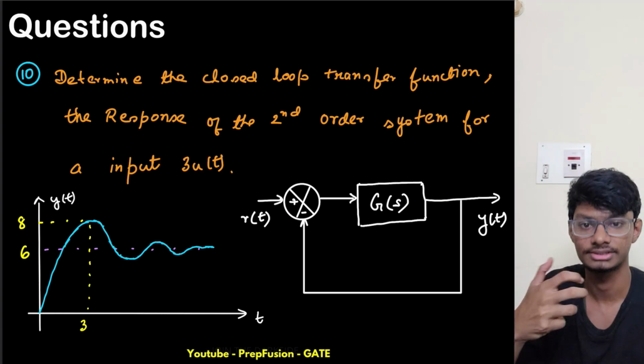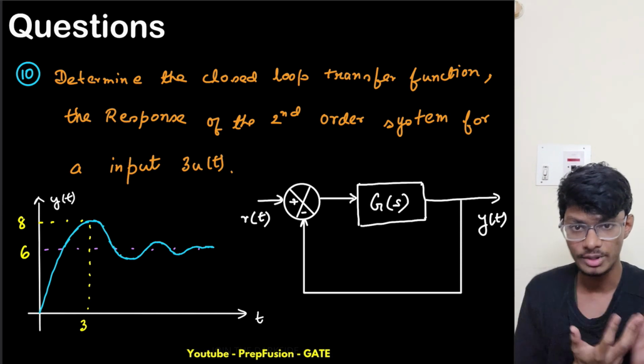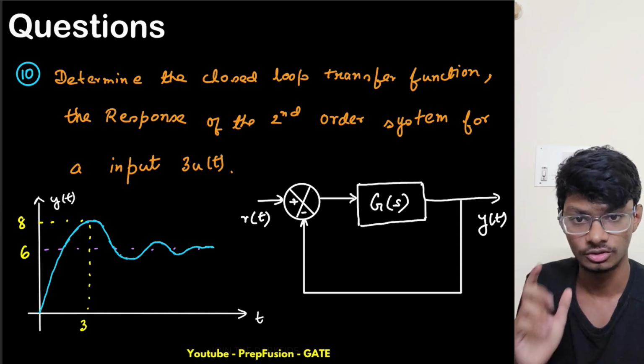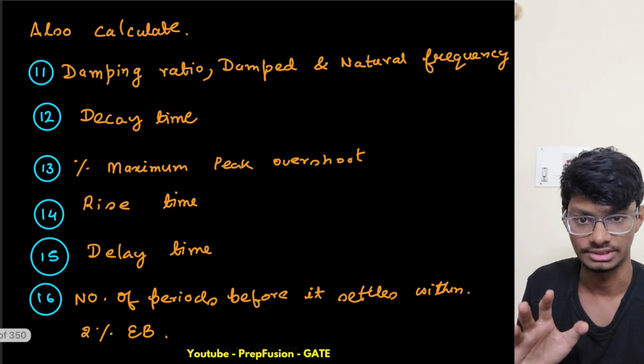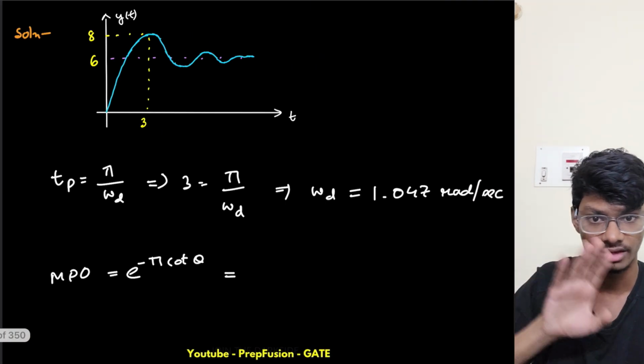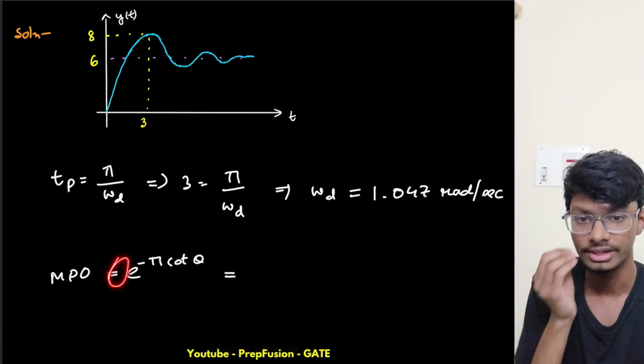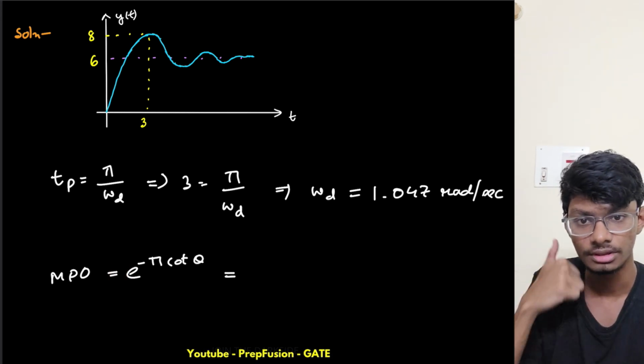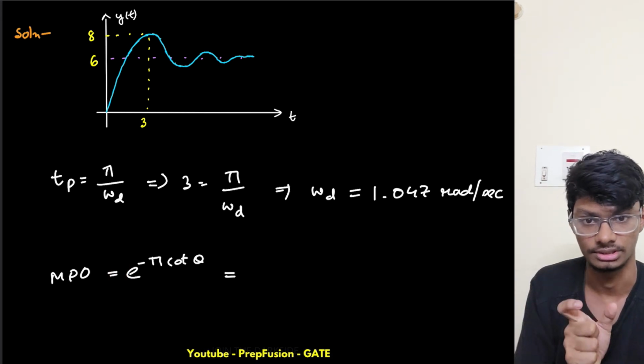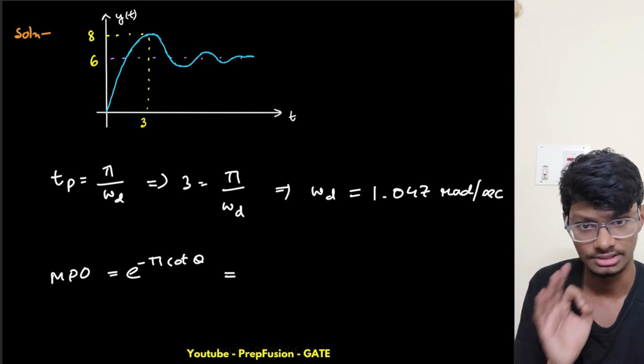If my step was, let's say, 2 UT, will my MPO change? Okay, in the definition of MPO, what I said was it was normalized. The A and K were cancelling each other out, so that's why there is no AK term here. A is basically the amplitude of the step and K is the DC gain. So AK are cancelling each other out.